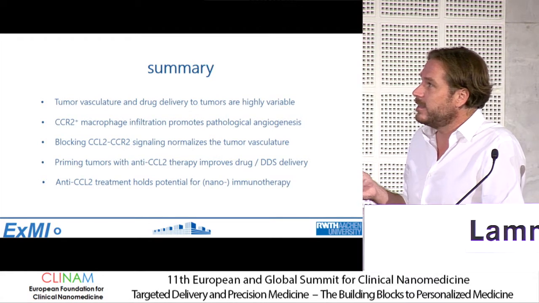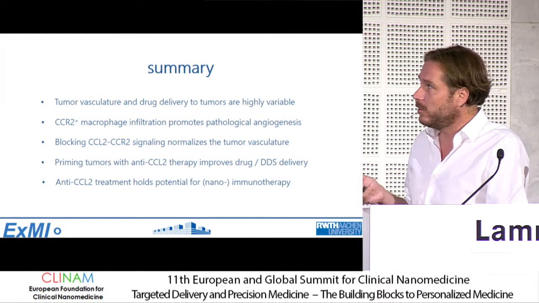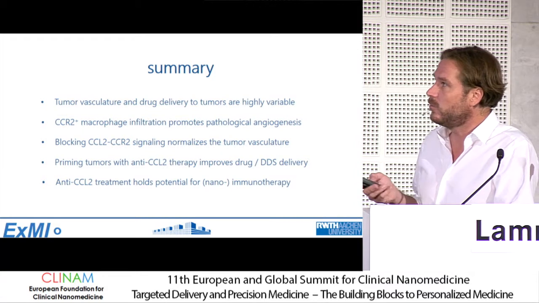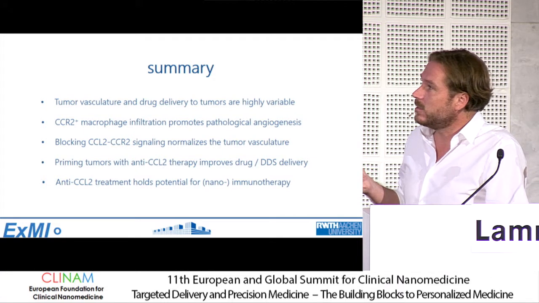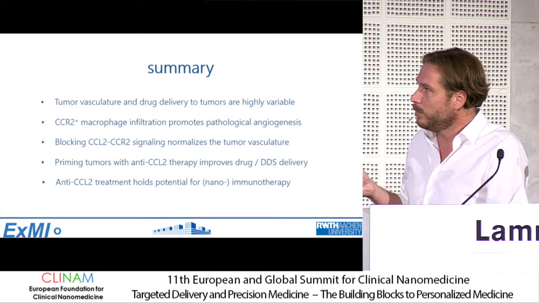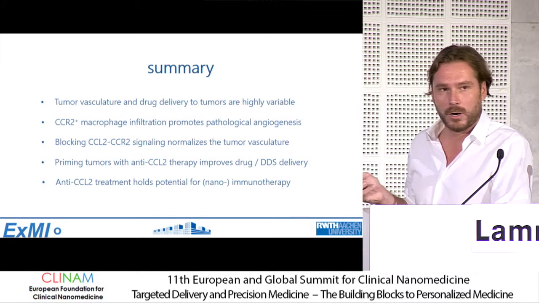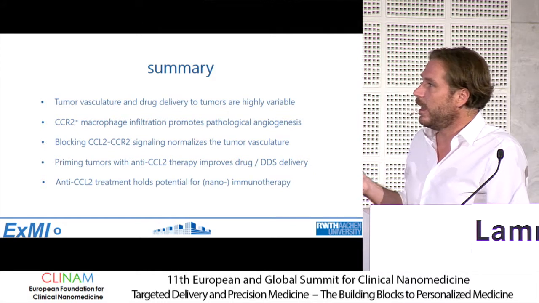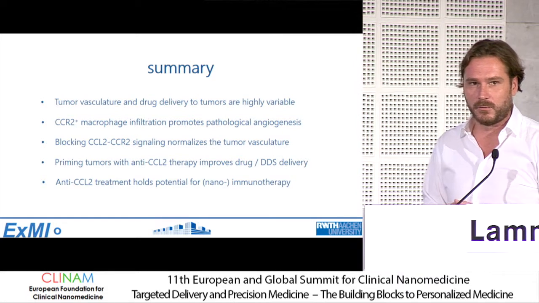What I was trying to say is that tumor blood vessel networks and drug targeting to tumors are highly variable, and this is something that we need to consider if we want to make the translation of drugs and drug delivery systems more efficient. CCR2 monocytes and macrophages contribute to pathological angiogenesis. If we block the interaction between CCL2 and CCR2, we can normalize the tumor vasculature. This helps to improve the delivery of small and large drugs and drug delivery systems. And I think these strategies as such hold quite a lot of potential for immunotherapies.